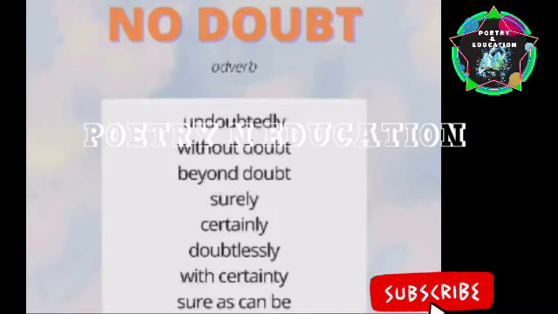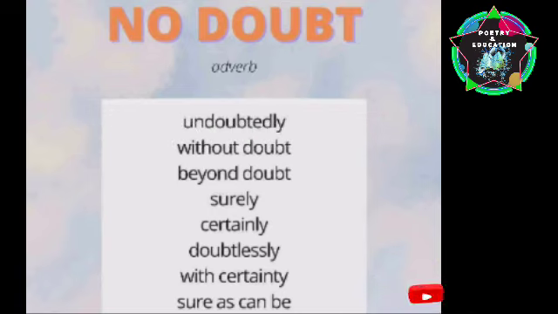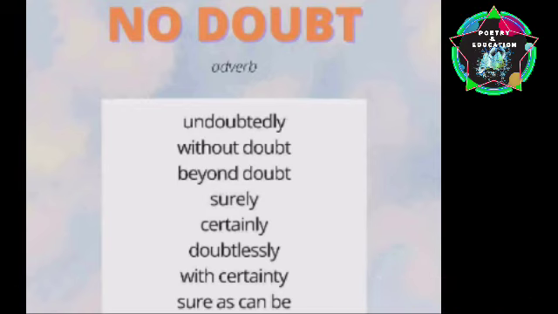So, dear students, here we go with another word today. That's no doubt. No doubt means koi shak nahi. We can say undoubtedly, without doubt, beyond doubt. It is beyond doubt. Surely, we can say surely. We can say certainly. Yakinan. Doubtlessly. Jisme rati bar bhi shak na ho. With certainty, sure as can be.